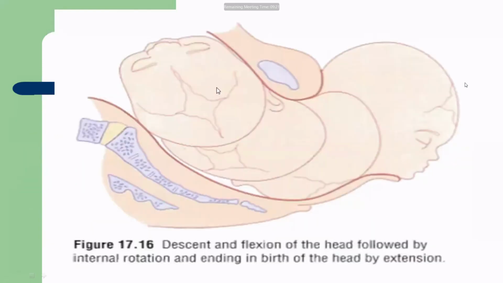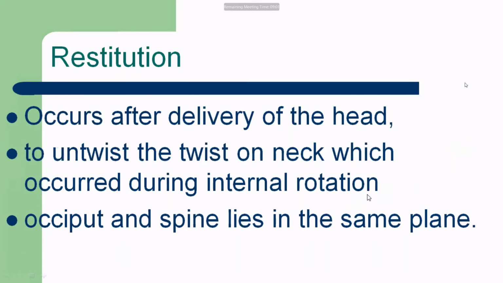So here you can see the process of extension. Till here, the fetal head is flexing and then it will start gradually extending, so that occiput will go back. Here you can see the fetal neck has extended and the fetal head is delivered by extension. Now after delivery, the fetal head is free and now it will untwist the twist on the neck which occurred during internal rotation, so that after restitution, occiput of fetus and the fetal spine lie in the same plane. There is no twist. This is the correction of the twisting of the neck.